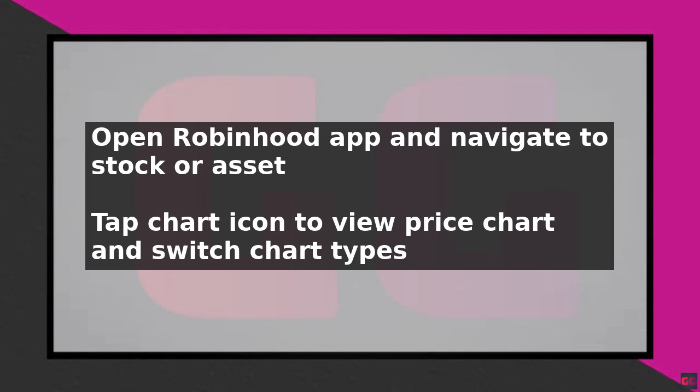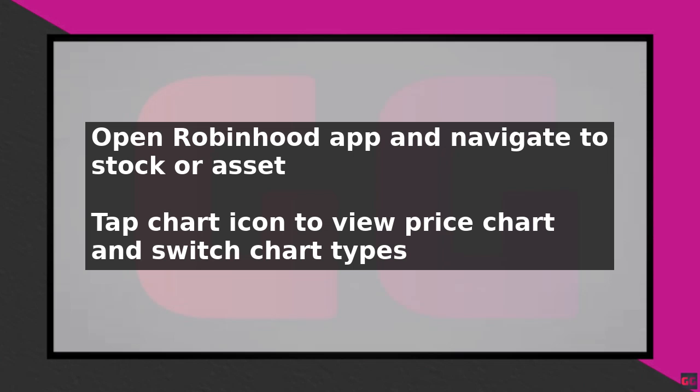To draw trend lines on Robinhood, start by opening the app and navigating to the stock or asset you want to analyze. Tap on the chart icon to view the price chart. By default, Robinhood displays a candlestick chart, but you can switch to a line chart or area chart if you prefer. Locate the drawing tools icon, which is usually represented by a pencil or a plus sign.